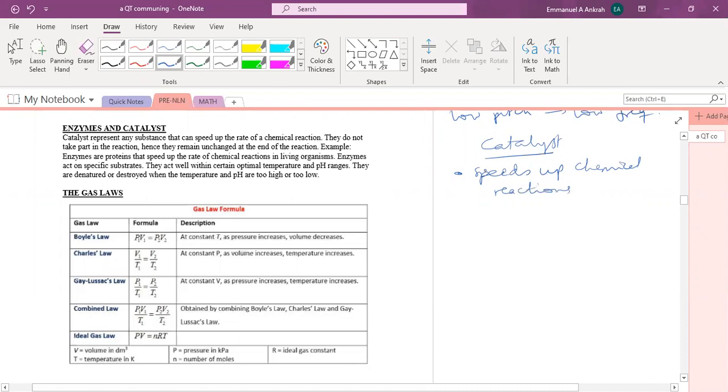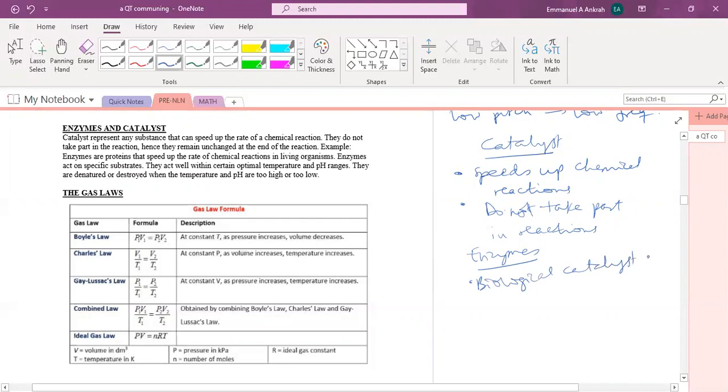Okay. Now note that they do not take part in a reaction. They are just there to speed up. They only speed up the reaction. So they remain unchanged at the end of the reaction. Enzymes are, as I said, biological catalysts. In other words, they speed up reactions in the living organism.